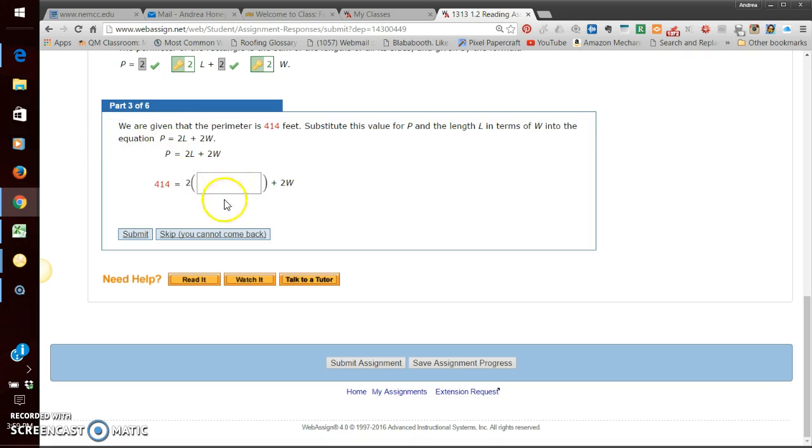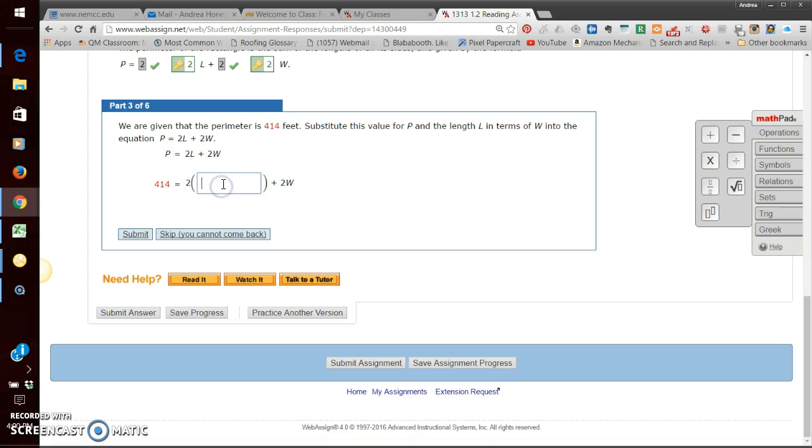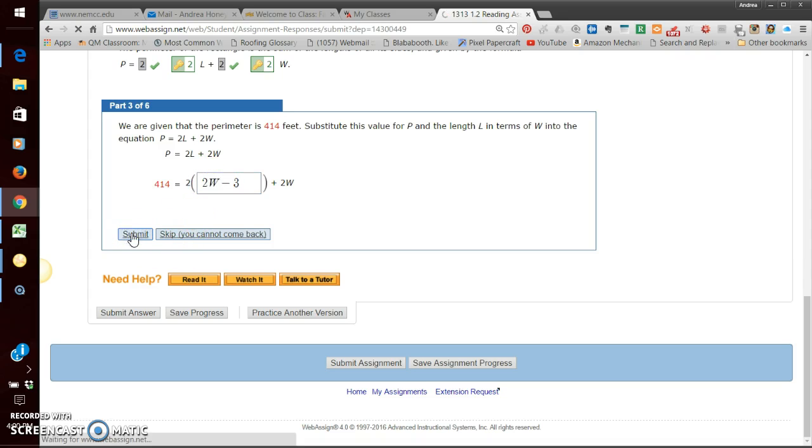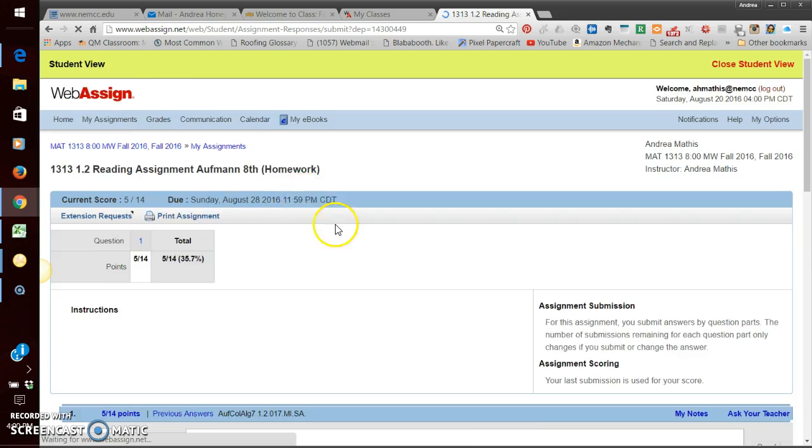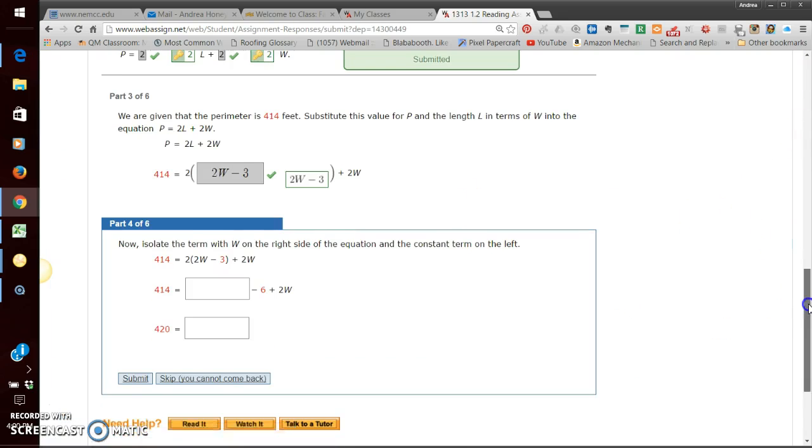Now, if you look at what it's got right here, it's got the equation for perimeter that we just typed in a minute ago right here. And then what it wants you to do here, they've plugged in the 414 for P. Here's the 2 in front of the L. They've left us a blank to put in what L is equal to in terms of W, which is what we used a minute ago, 2W minus 3. Be sure the W is capitalized. And then the plus the 2W at the end is already there for you.